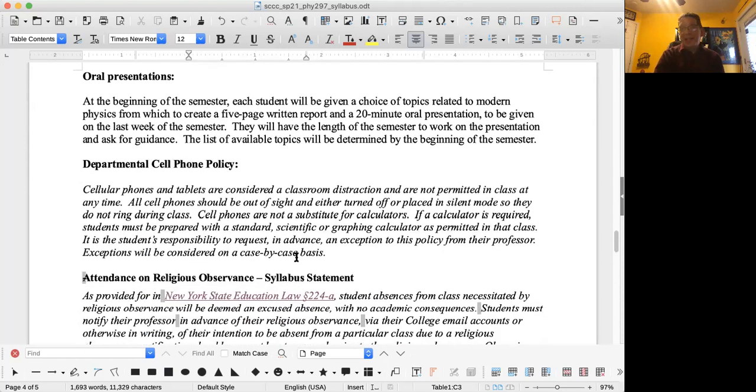Otherwise, the cell phone policy is not as big an issue. Obviously, some of you may be using your cell phones to link in via Zoom, and that's okay. The main thing is cell phones are not a substitute for calculators. Again, that's less important online than it would be in person.